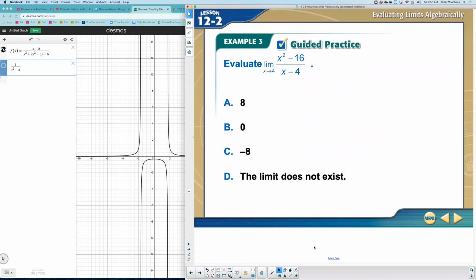All right, with that, I'm going to let you try one. If you need to pause the video, you can. But see if you can factor to simplify to come up with the limit. If you cannot factor it, then obviously the answer would be that the limit does not exist.